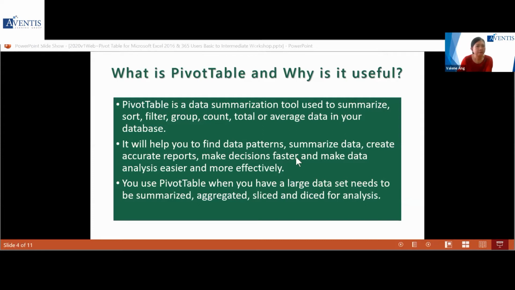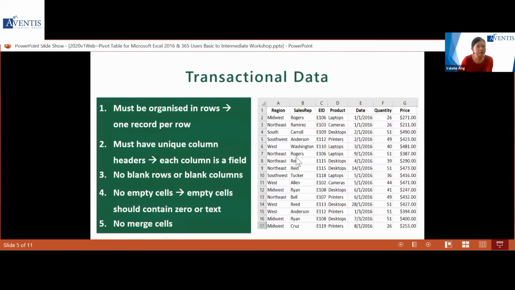However, before we start to build a pivot table, I need to go through some guidelines with regards to the type of data that is suitable for pivot table, because not all data is suitable for pivot table. The best data type for pivot table is transactional data. Transactional data is any type of data where each record corresponds to a measurement of something.